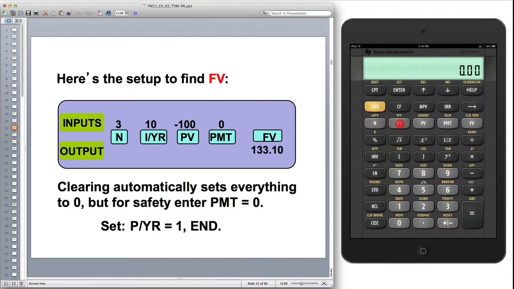These keys are called the TVM keys. There are 5 of them. N is number of years, IY is interest per period, PV is your present value, PMT is payment, and FV is future value. For this particular case, we use N, IY, PV, and FV. Just to be safe, we enter payment as 0. Payment is essentially like an installment, like a mortgage or a car payment, which is of an equal amount at equal intervals of time. We'll cover that in a separate module.